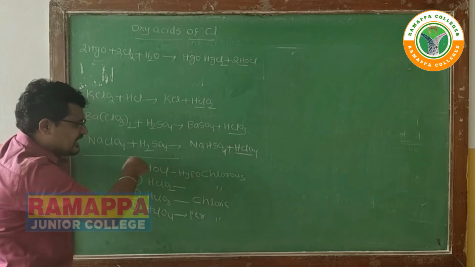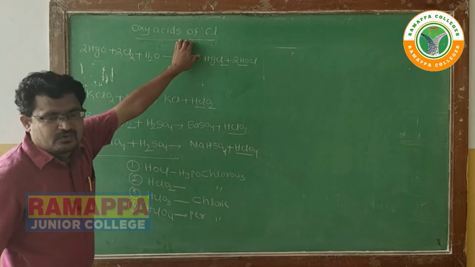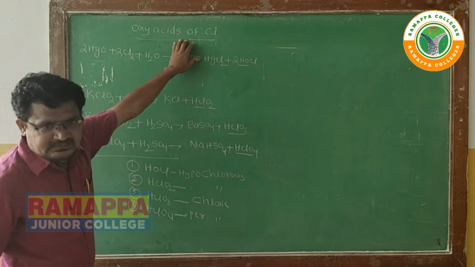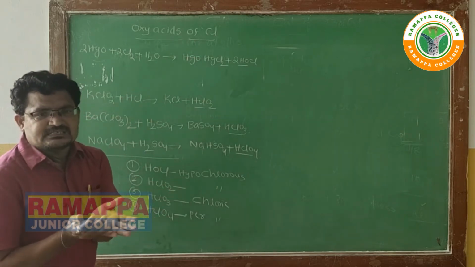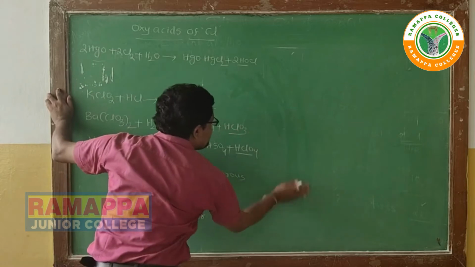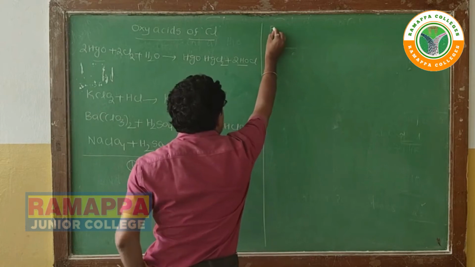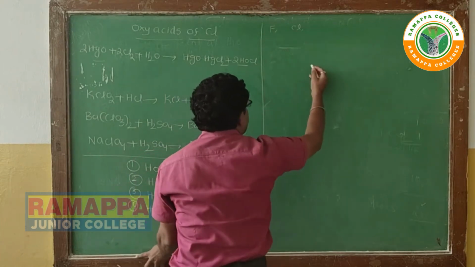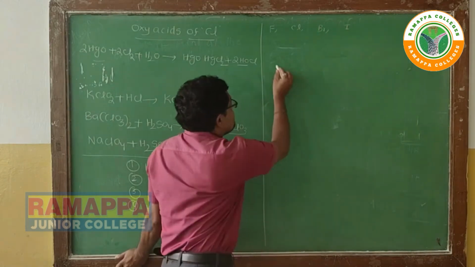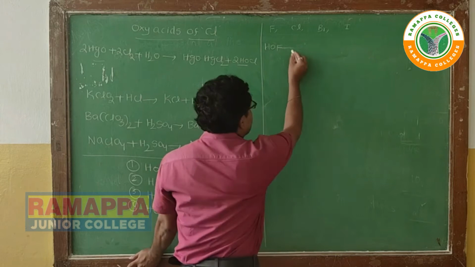Among these oxyacids, fluorine can form only one form, that is hypofluorous acid, because fluorine is a small size and high electronegativity atom. That's why fluorine forms only one. Here fluorine, here chlorine, here bromine, here iodine. So the oxyacid of fluorine formed is HOF only. Oxyacids of chlorine are four types.